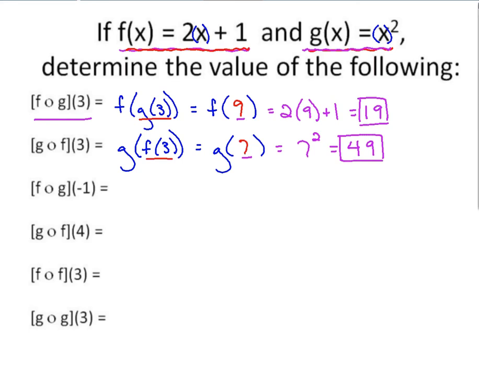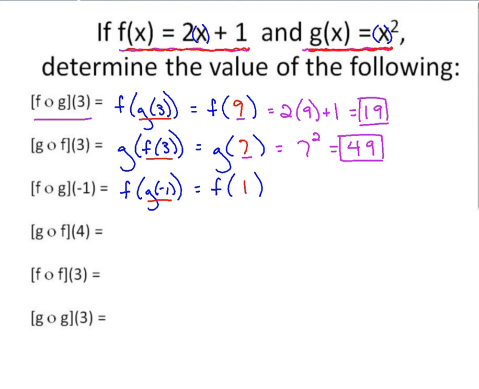All right, so for the third one, we're going to find f of g of negative 1. Working from the inside out, g of negative 1. Go back to the function g. Negative 1 goes in the place of x. Negative 1 would be squared, so I get positive 1 back. That means my new problem to figure out at this point would be f of just 1.